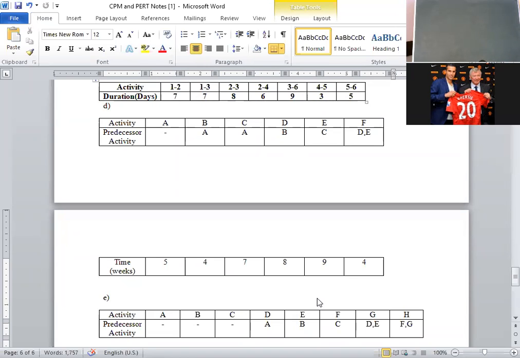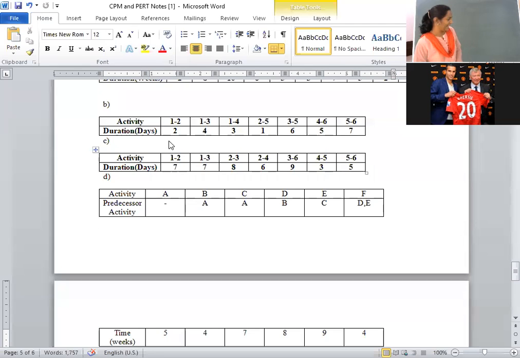You understood how to compute forward pass and backward pass again? I hope you understood how to compute forward pass and backward pass for activity on activity. There are two types of diagrams: one is activity on activity, another one is activity on node. But whatever we are learning is activity on activity. Earlier problems were directly given.